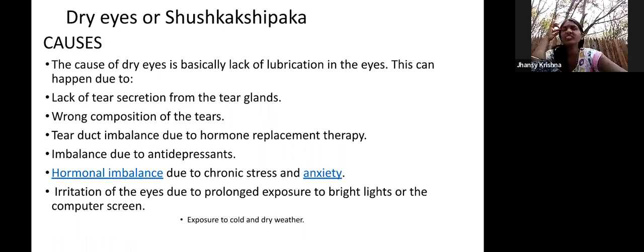The second disease is dry eyes. Causes of dry eyes are abnormality of the tear gland and use of antidepressants. It is also due to anxiety and stress. Irritation of eyes also occurs due to prolonged exposure to bright lights and computer screens.